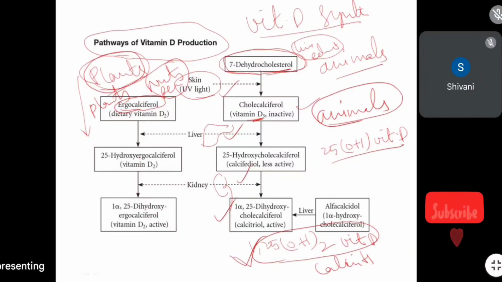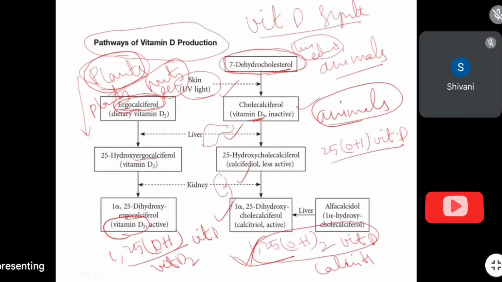Okay, so here we have to add ergo because ergocalciferol is obtained from plants. So whenever we take ergocalciferol from plant sources, this ergocalciferol will be converted in our body into vitamin D2 form, active form, which is called 1,25 dihydroxy vitamin D or ergocalciferol. These two forms are very similar. Both of them are active form, but it is called vitamin D2, which is obtained from plant sources, and it is called vitamin D3, which is synthesized in the animal. Both of them are synthesized in the animal tissue only.